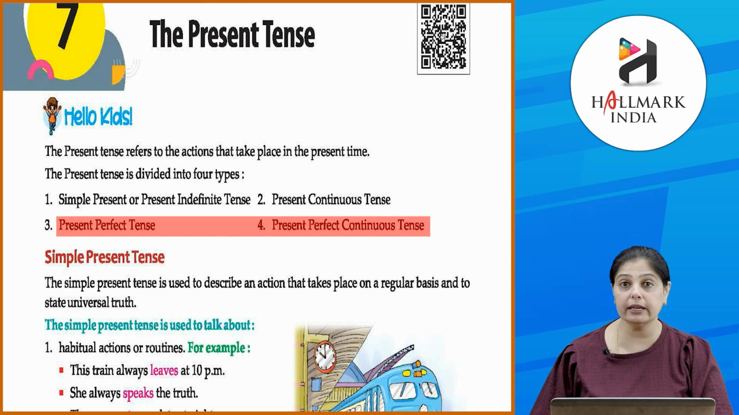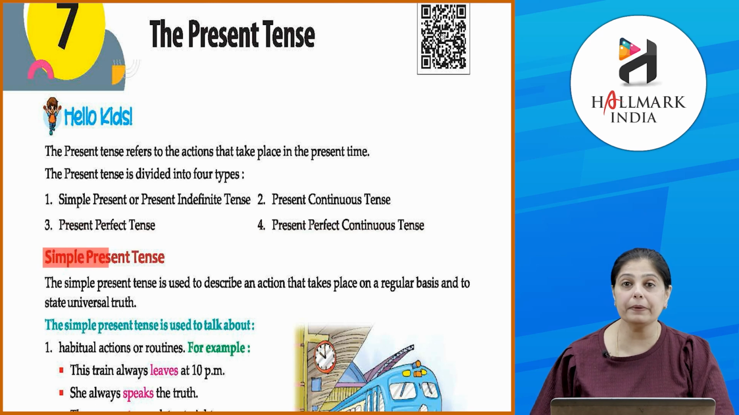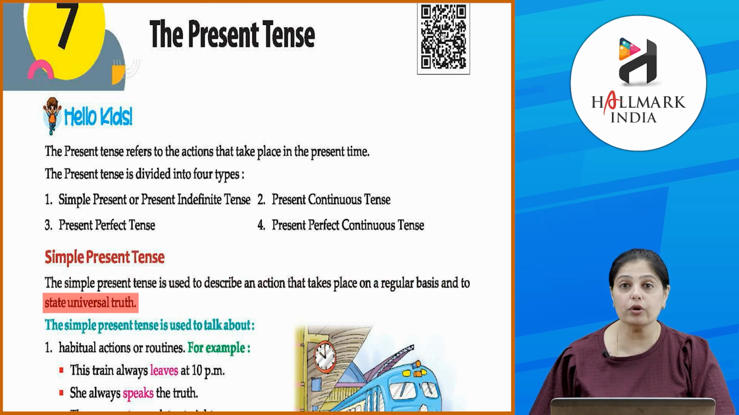Let's see what they are and how we differentiate between them. First one, simple present tense. The simple present tense is used to describe an action that takes place on a regular basis, and to state universal truth. So the action that happens regularly, and the universal fact, are in simple present tense.